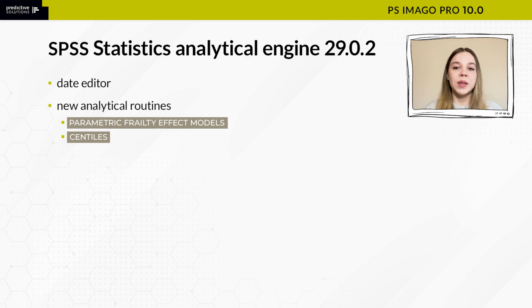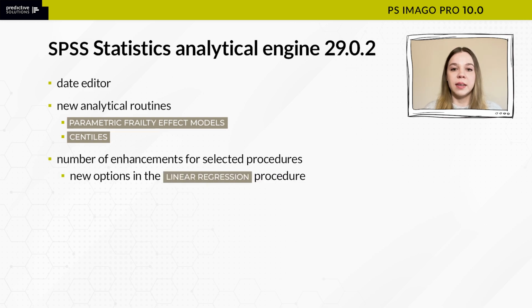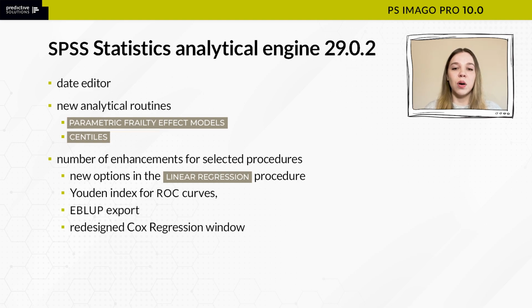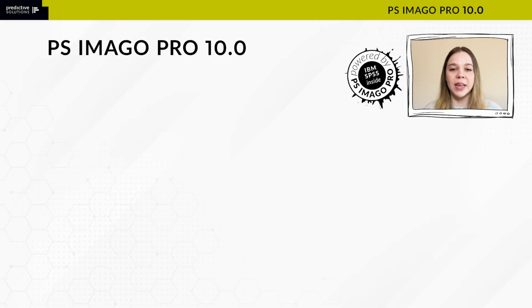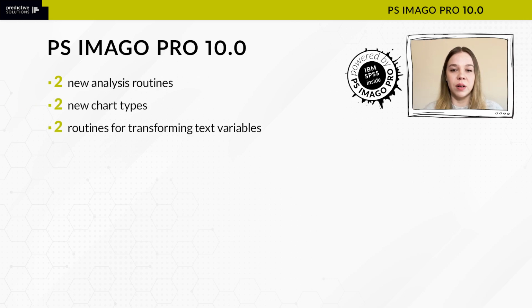SPSS Statistics 2902 offers a number of enhancements for selected procedures, including, for example, new options in the linear regression procedure, Youden index for ROC curves, Excel export, and a redesigned Cox regression window. In summary, in PS IMAGO PRO 10, we have 2 new analysis routines, 2 new chart types, 2 routines for transforming text variables, and 1 data preparation routine.